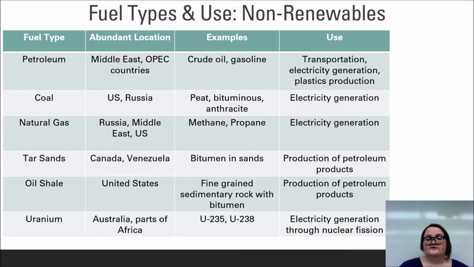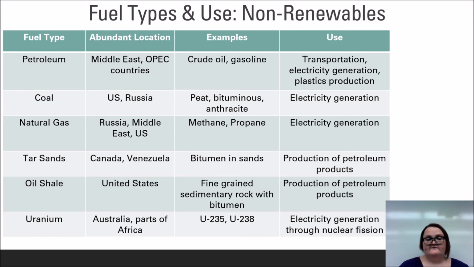Petroleum can be refined through the process of distillation into a variety of liquid fuel resources with different properties and uses. The majority of petroleum is used for transportation and the production of plastics. Small amounts of it are used as a source for electricity generation.